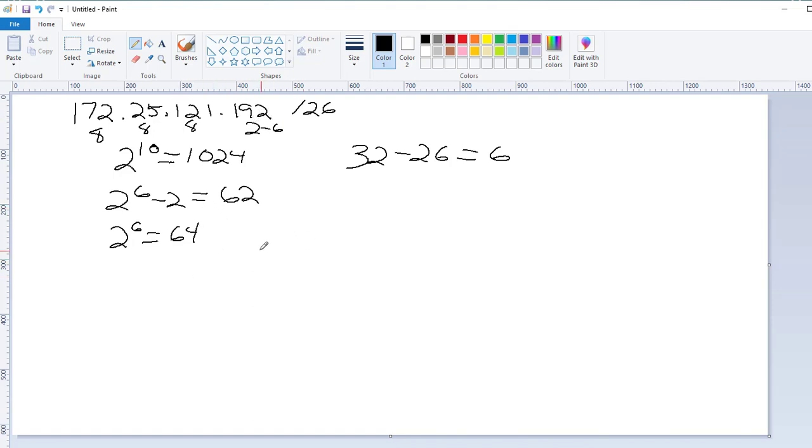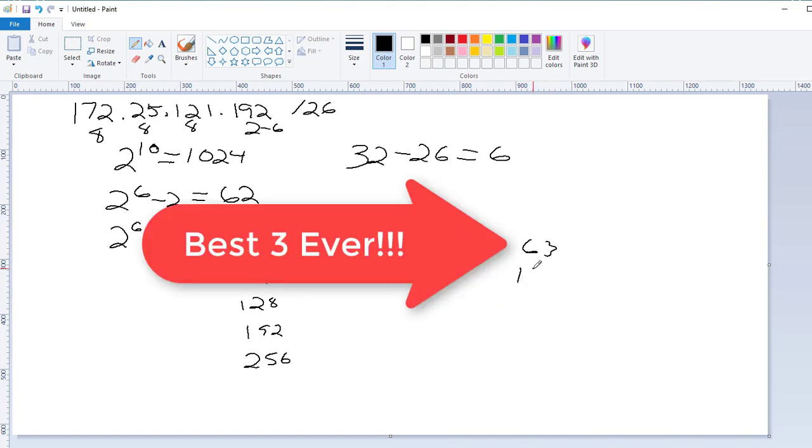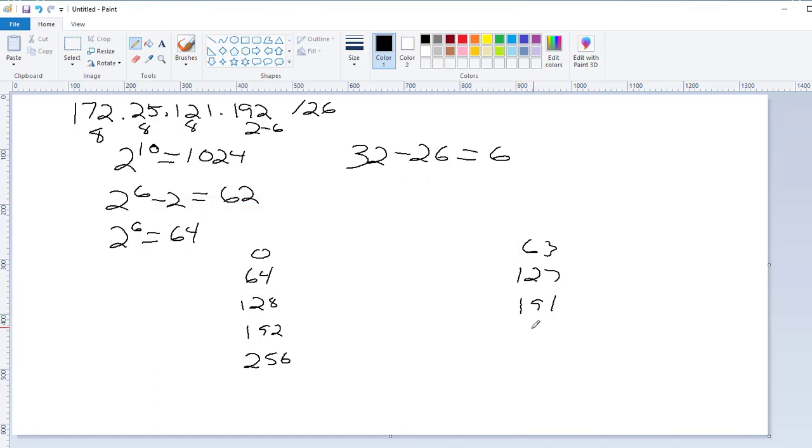So my range would be 64, so I would just do 0, 64, 128, 192, 256. And that gives me my left side. And then for my right side, I would do 63, 127, 191, and 255. So we know our address is going to be here.